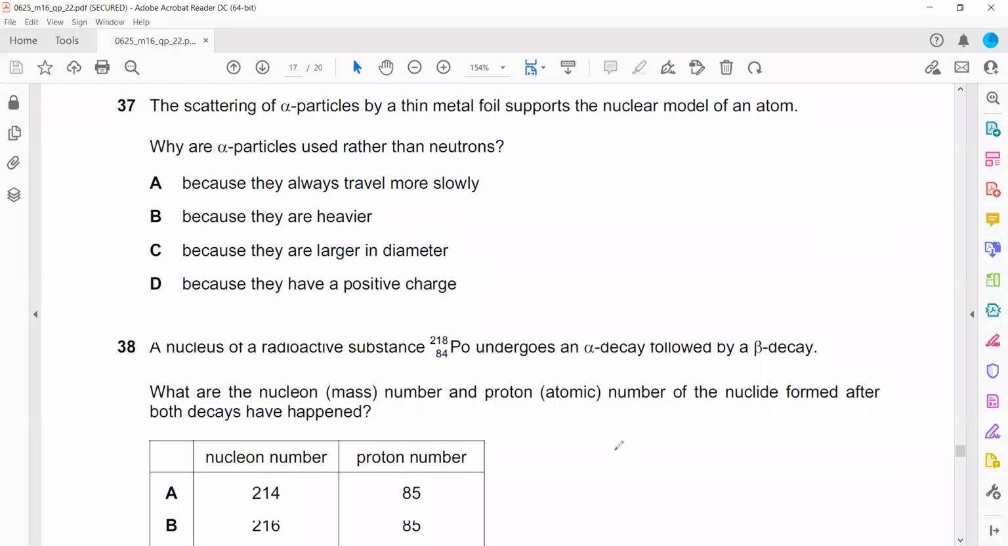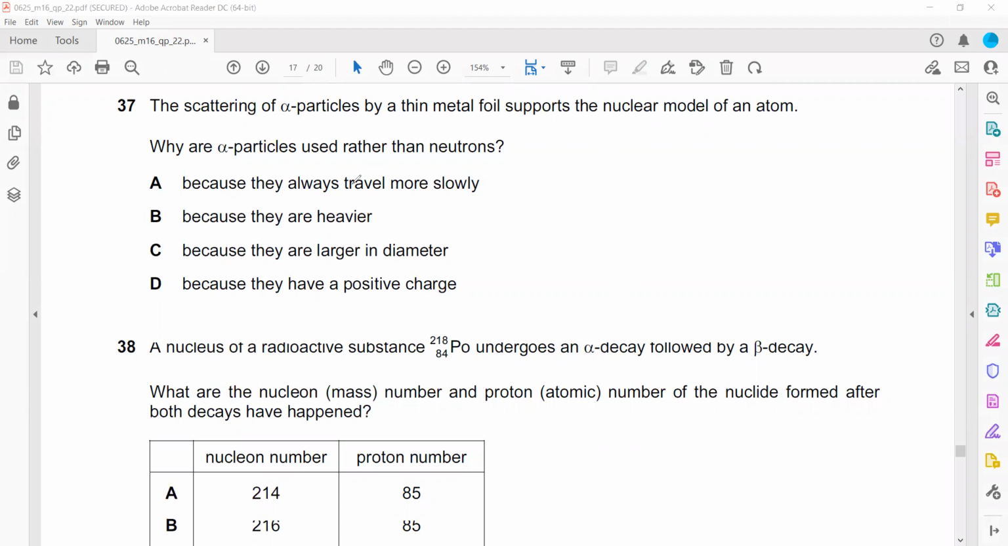So questions related to atomic physics, MCQs. Scattering of alpha particle by a thin metal foil support the nuclear model of an atom. Why are alpha particles used rather than neutron? So why we don't use neutron? Why specifically we use alpha particle?